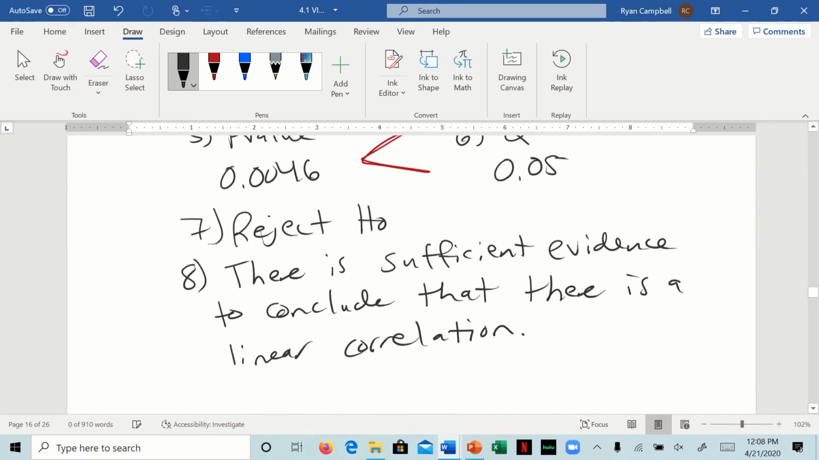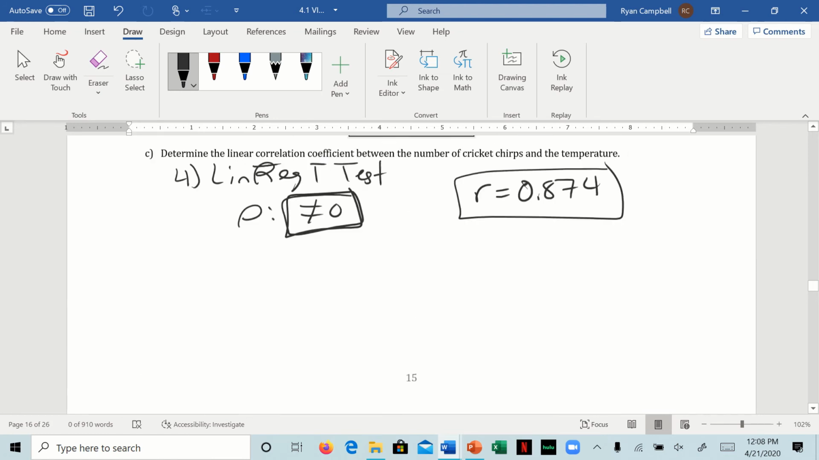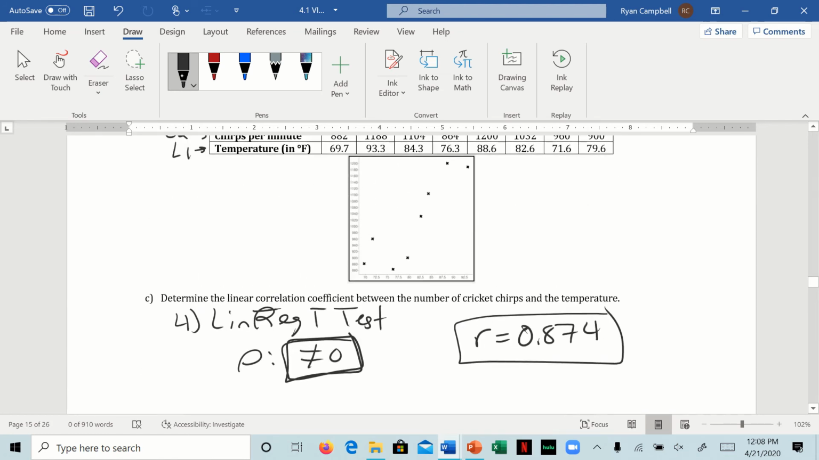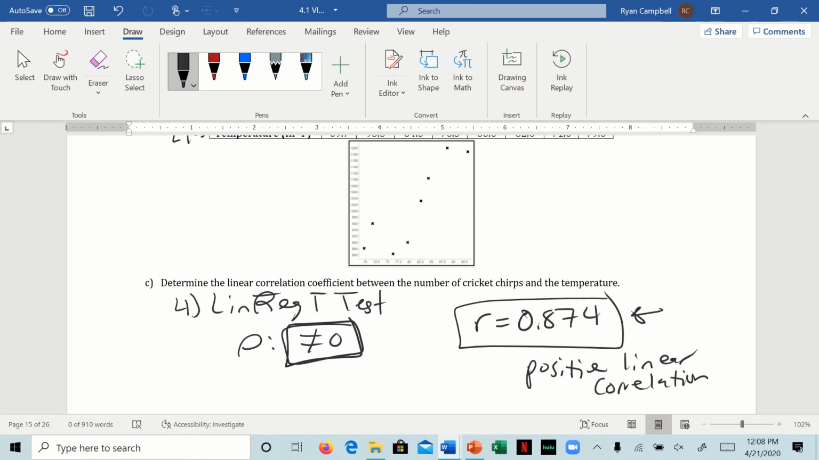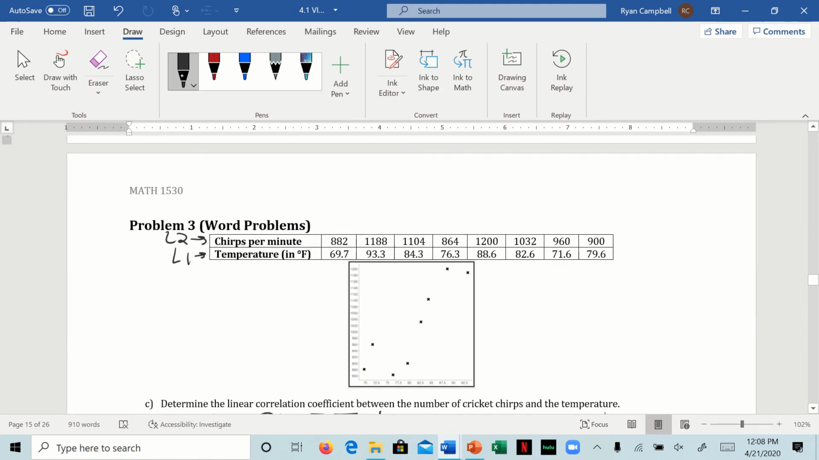And is it going to be a positive correlation or a negative correlation? Well, we can look both at our graph and at R specifically. Since R is positive, we know it's going to be a positive linear correlation. If you didn't get that, again, make sure to remember the temperature was L1 and cricket chirps was L2.